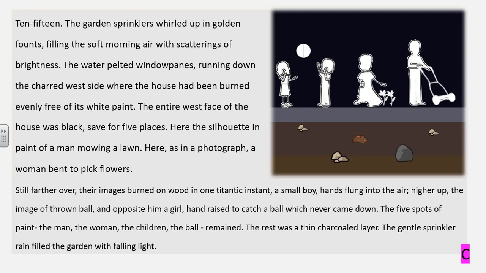The entire west face of the house was black, save for 5 places. Here the silhouettes in paint of a man mowing a lawn. Here, as in a photograph, a woman bent to pick flowers. Still farther on, their images burned on wood in one titanic instant. A small boy, hands flung into the air. Higher up, the image of a thrown ball, and opposite him, a girl, hand raised to catch a ball which never came down. The 5 spots of paint, the man, the woman, the children, the ball, remained. The rest was a thin charcoal layer. The gentle sprinkler rain gently filled the garden with failing light.